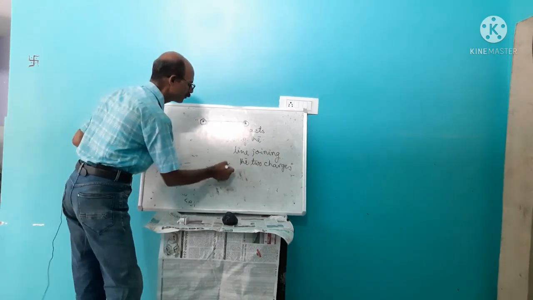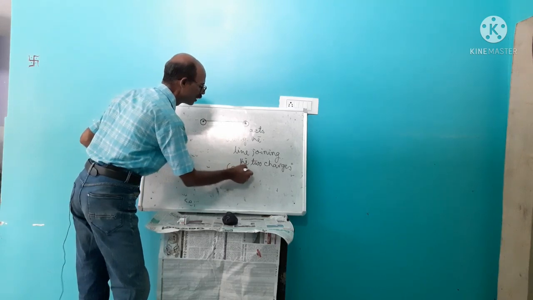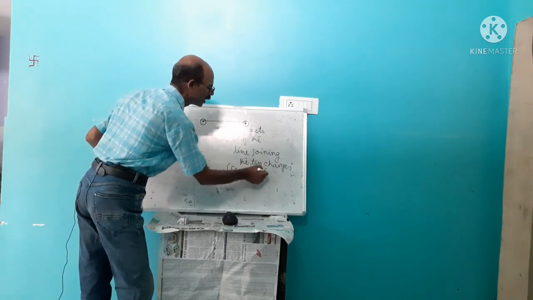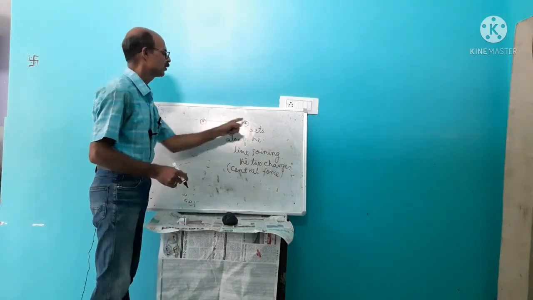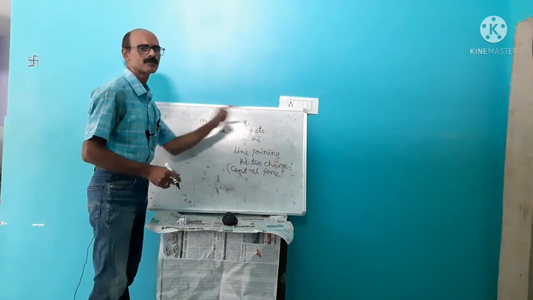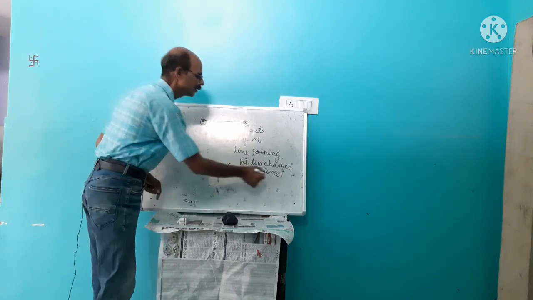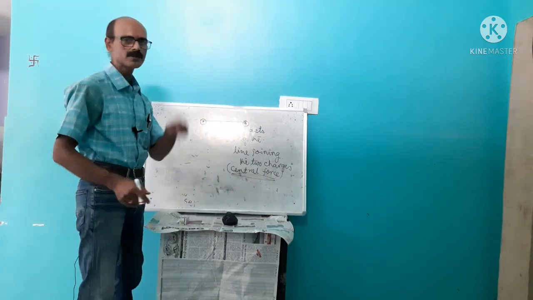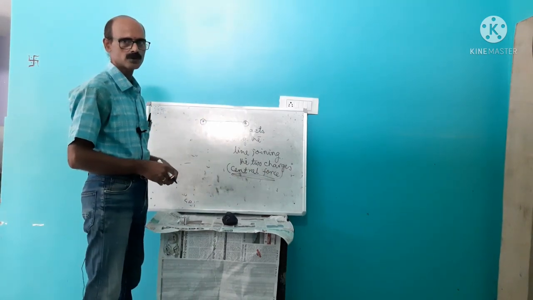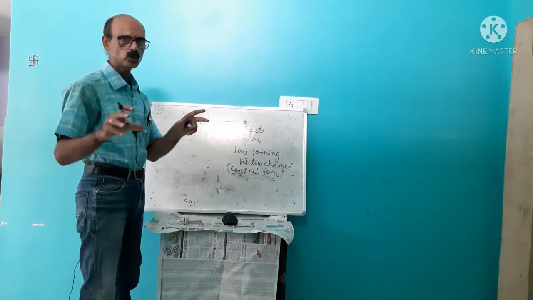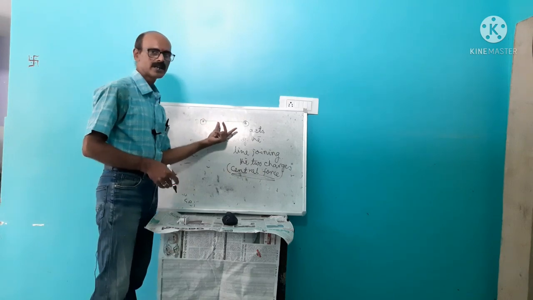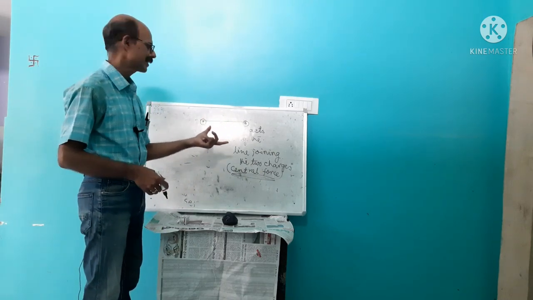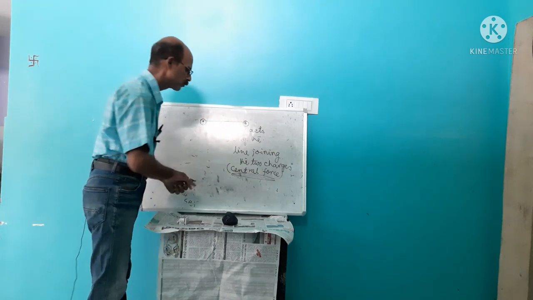This is called a central force. That's why it is a central force. That means it acts along the line joining the centers of the two charges. Therefore, it is called central force. Our gravitational force is also a central force. The magnetic force between two magnets is also a central force. And similarly, the electrostatic force of interaction is also a central force.